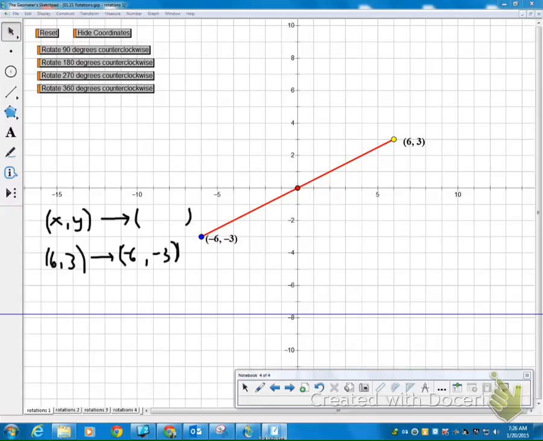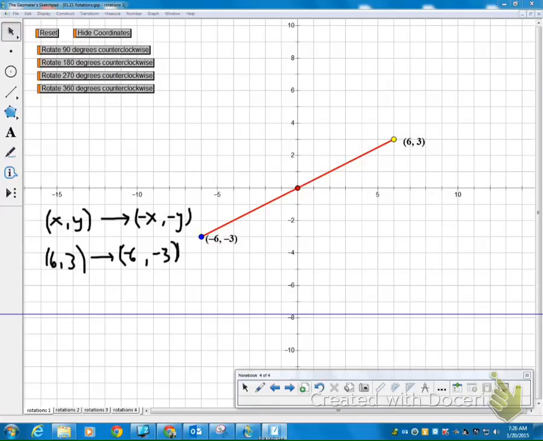So it looks like this time my x's and y's stayed in the same place, right? My 6 stayed as an x coordinate, my 3 stayed as a y coordinate, except I went from positive, positive to negative, negative. So that tells me that these need to be negative right here. So what this motion rule tells me is whatever my x and y coordinates are, they're going to flip signs. So if they're positive, they'll be negative. If they're negative, they'll be positive.